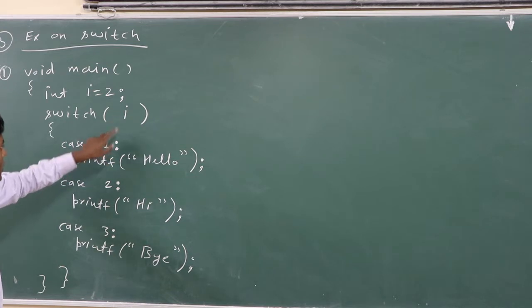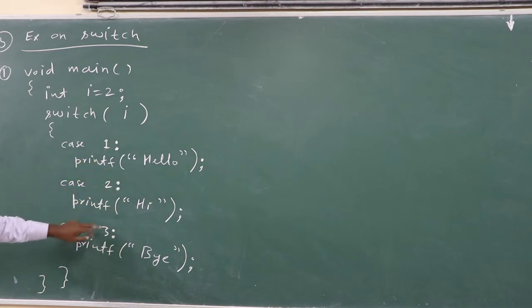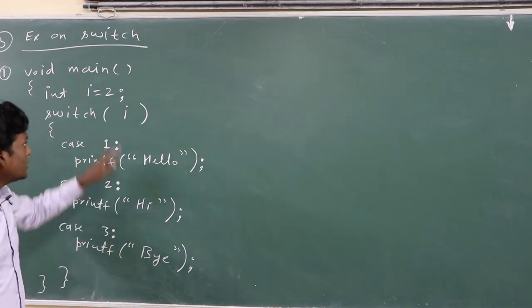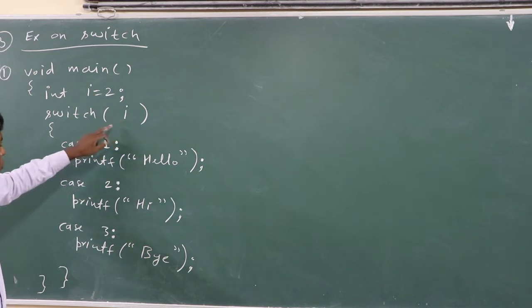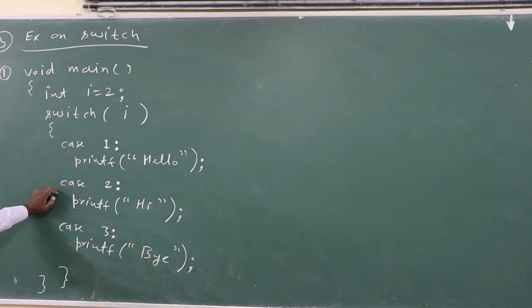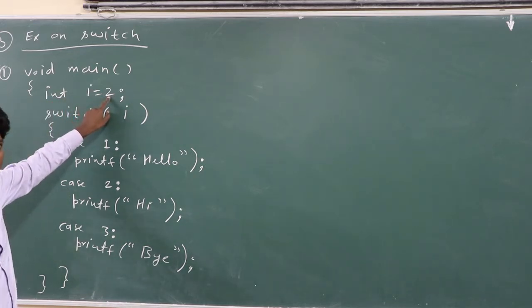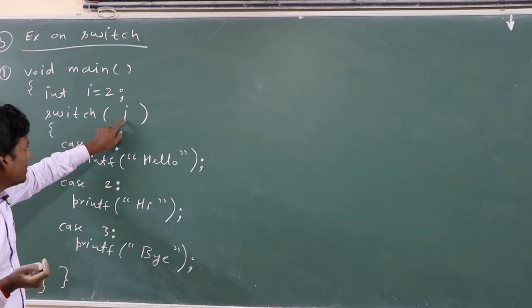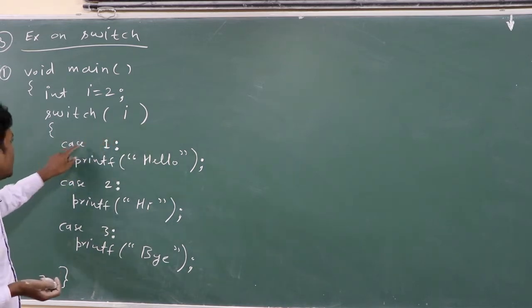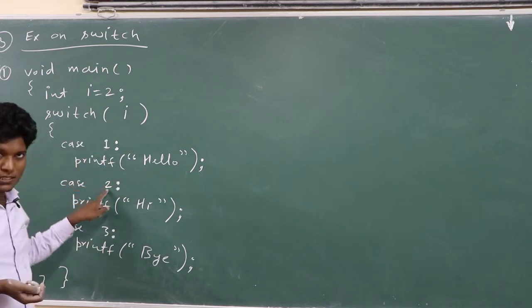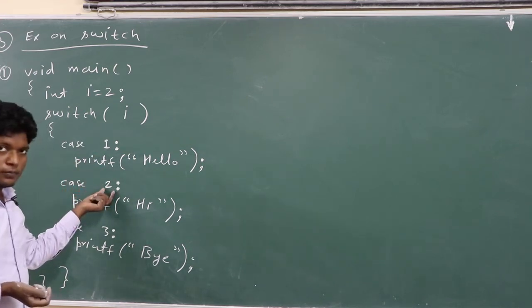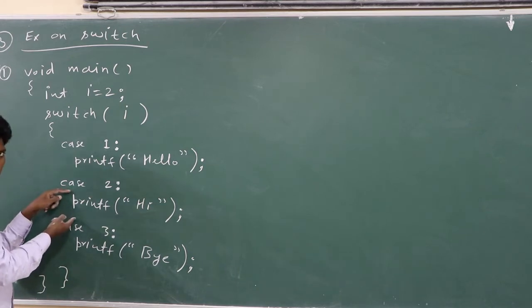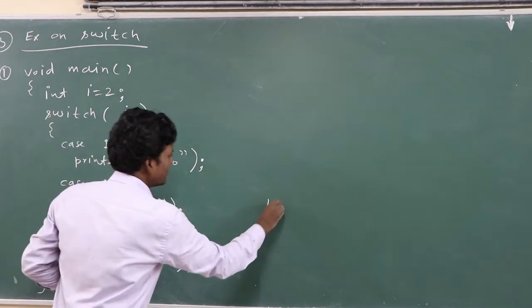Case constant 1. This condition or expression is matched with the constant, and the case whose constant matches this condition, the set of statements related to that case will be executed. So here int I equal to 2, I has value 2, so I means indirectly 2. 2 is matched with 1, no. 2 is matched with 2, yes. So case 2 is matched, so this set of statements will execute. There is one statement, output is hi.